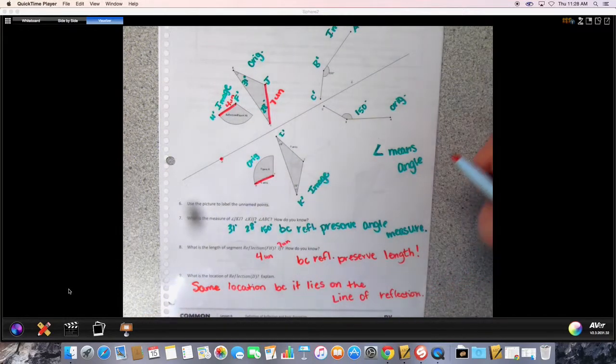Okay, that was pretty quick today. Just a little introduction to reflections. Tomorrow we'll be doing them on graph paper a little more accurately, but it gets you an idea of original and images and labeling and the preservation of length and angle measure with reflection.